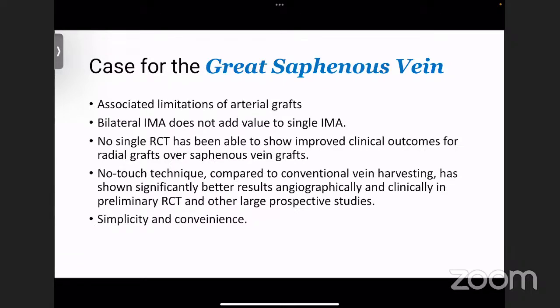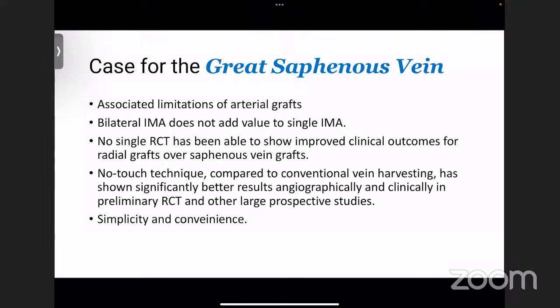The no-touch technique compared to the conventional vein harvesting has shown significantly better results angiographically and clinically in preliminary RCTs and other large prospective studies. And I'll be talking about this too. So the no-touch technique has proved to be significantly better than the conventional vein harvesting in both angiographical and clinical scenarios.